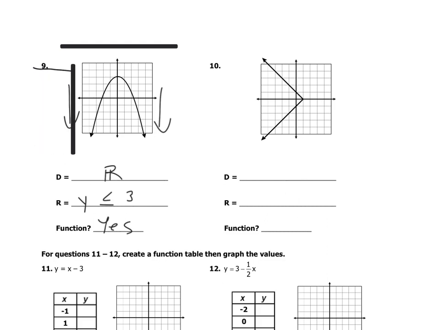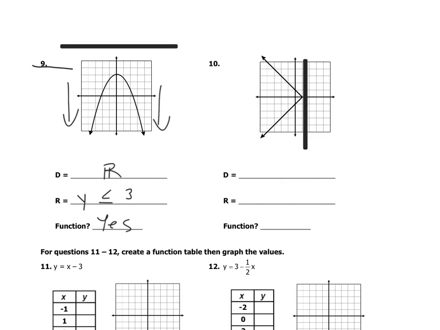So here, for domain, if I scan from left to right, I'm touching points, I'm touching points, I'm touching points until I reach this x value here. Where would this be on the x-axis? That's positive 1 on the x-axis. Now, what's going on at positive 1?